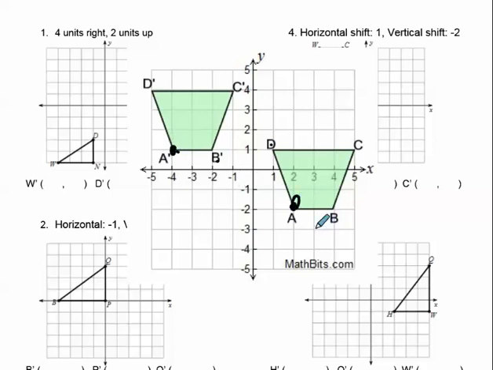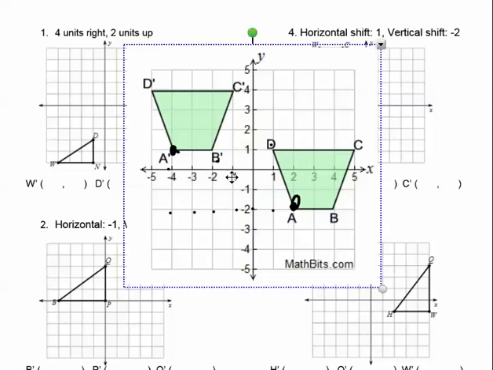If I wanted to know what this was, remember we start with the pre-image here and we move to the one with the tick marks, with the primes. We would go left, 1, 2, 3, 4, 5, 6, left 6, and then up, 1, 2, 3. Okay, does that make sense? All right. So, what you are going to be doing next is the back of this.